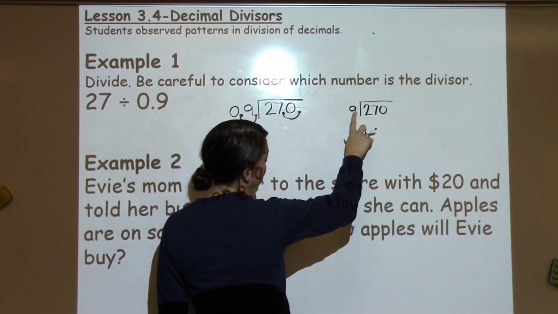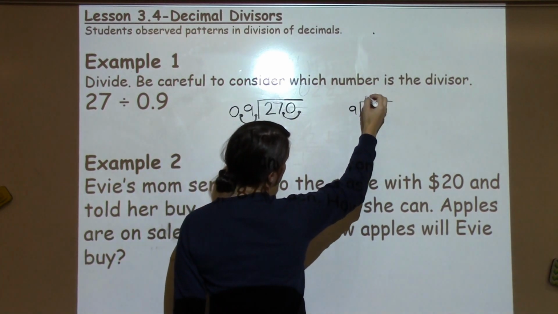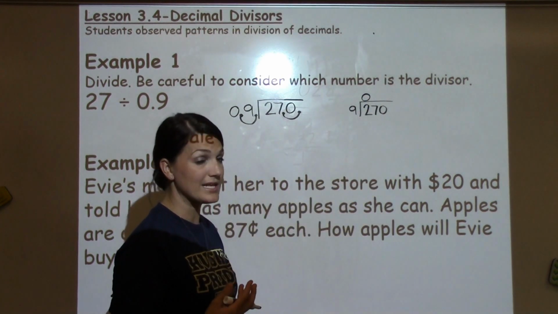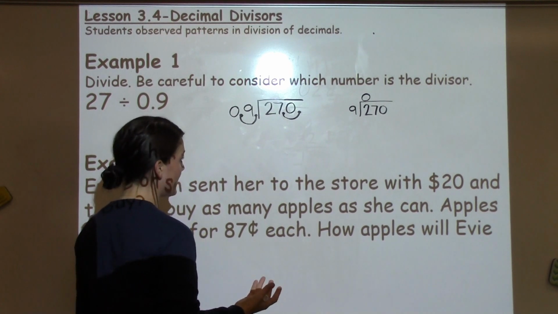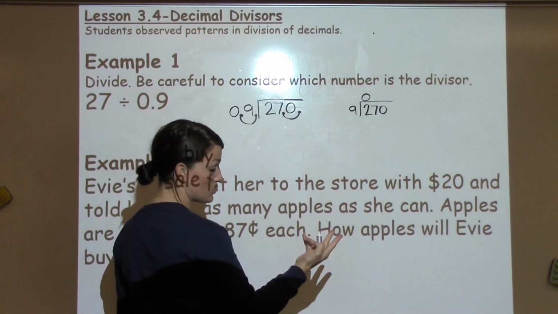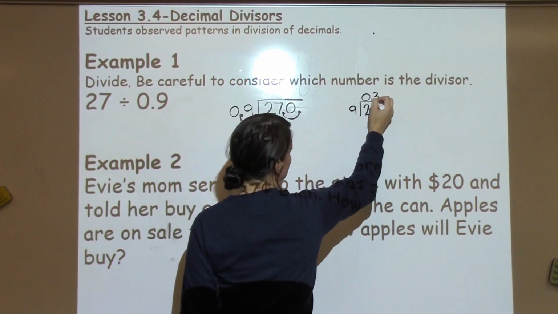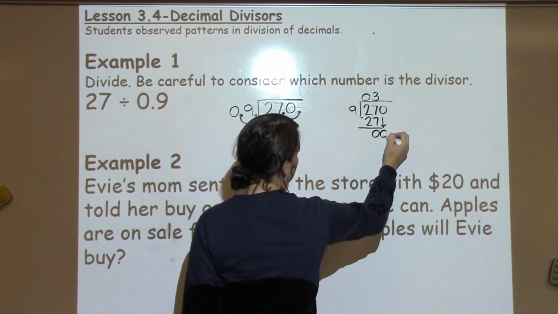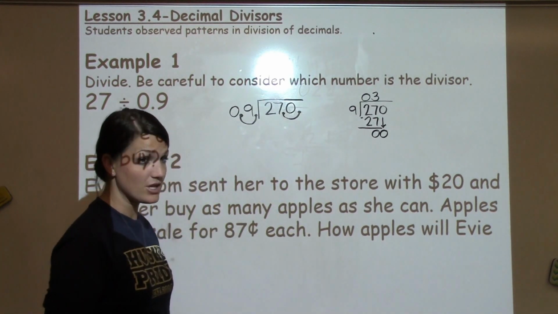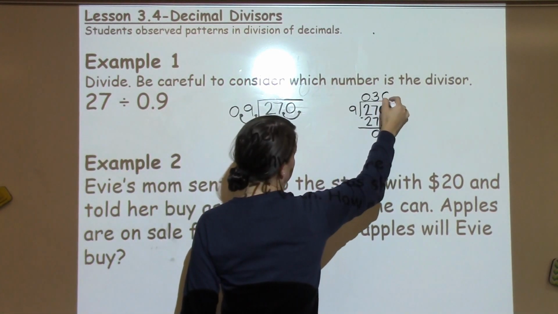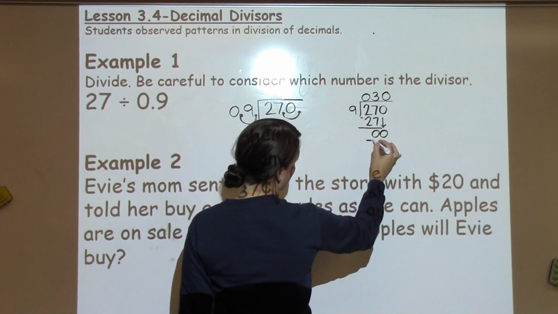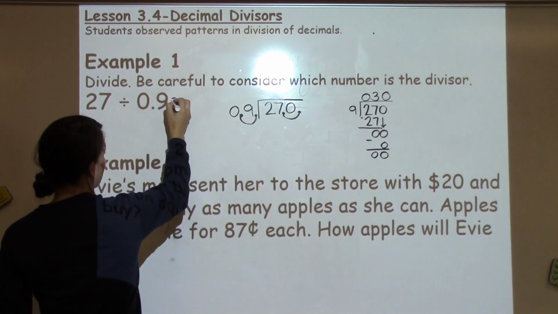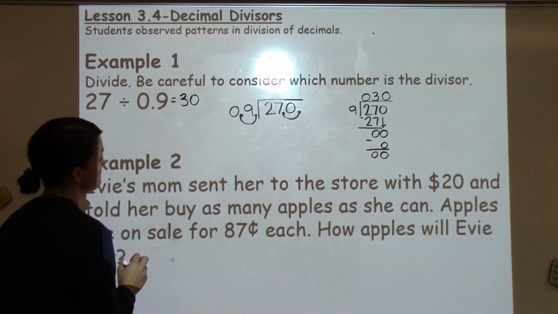Now I'm going to decide how many times 9 can go into 2. 9 is too big, so it cannot go in. So now I'm looking for 9 times something to give me 27. I know when I count by 9s, 9, 18, 27, that 9 times 3 gives me 27. And then I bring down my 0. How many times can 9 go into 0? Well, 0 times. And I know that I'm not going to have anything left over. So my answer for this problem is 30.